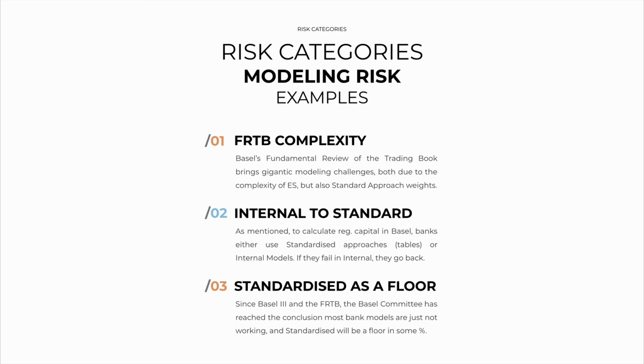So let's take an example. Let's say that the standardized model says that you need 100 billion. 72.5% of that is 72.5 billion. Let's say that your internal models say that you only require 60 billion. Because 72.5 is the floor, that's what you always need as a minimum. This is to keep the internal models under check because regulators are not trusting them anymore.